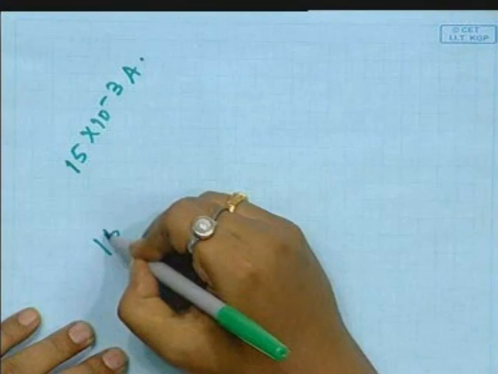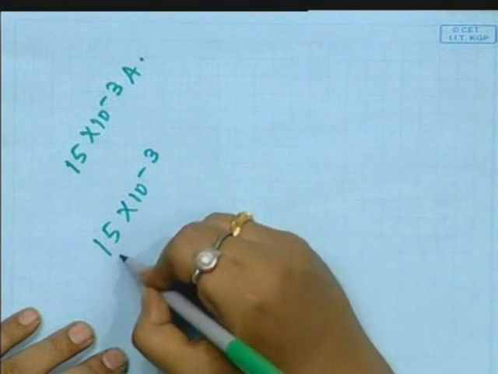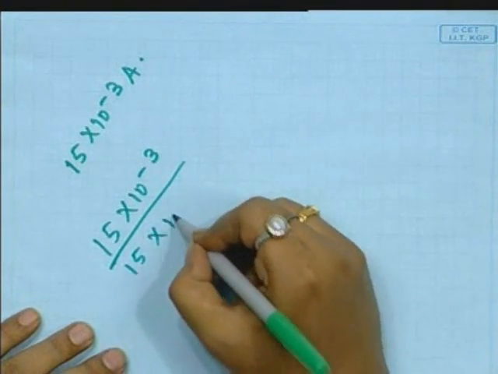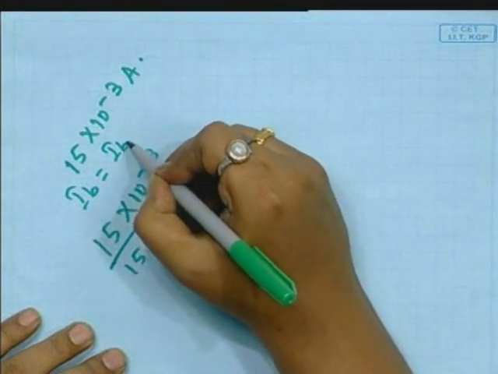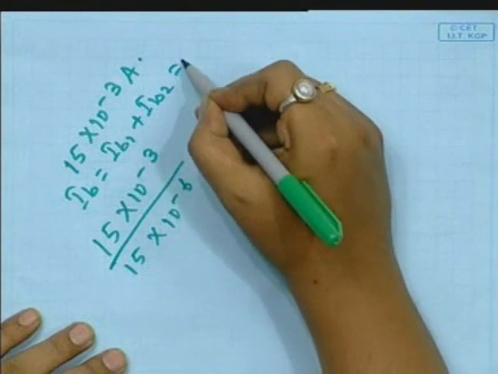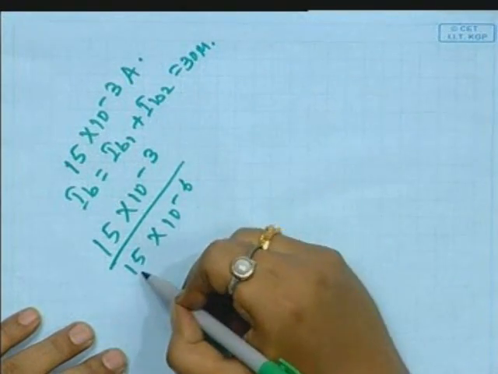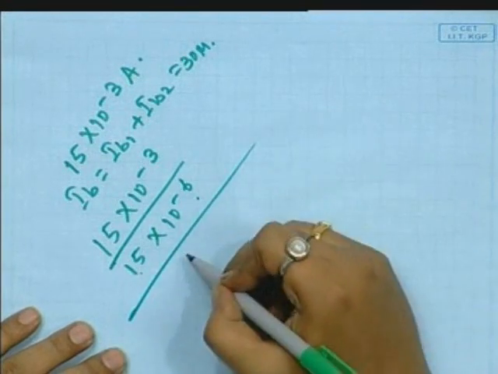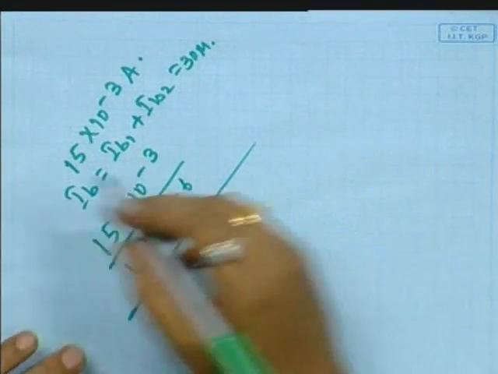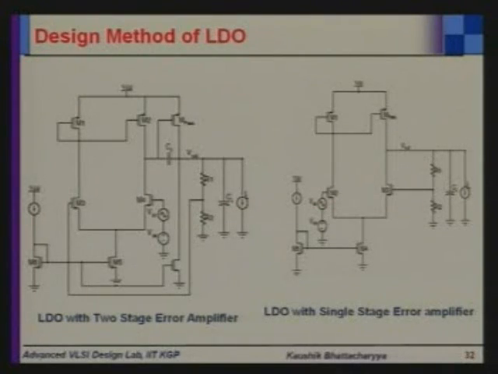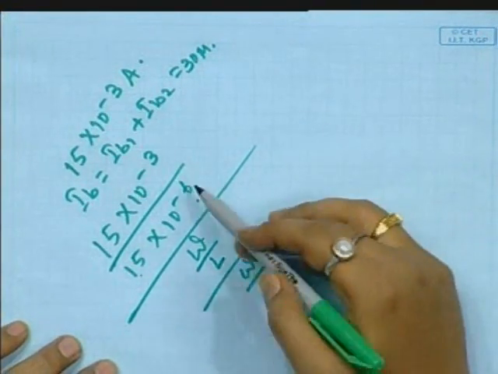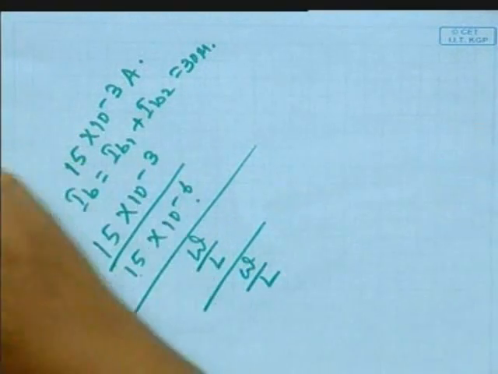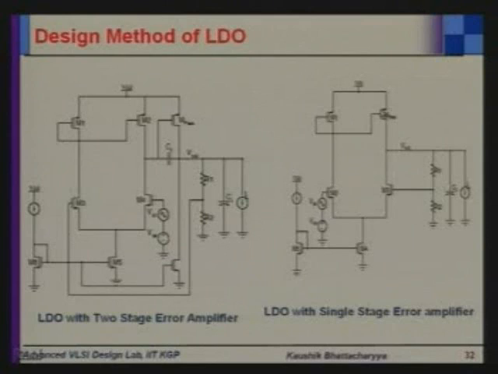So your equation will be like that: 15 into 10 to the minus 3 by 15 into 10 to the minus 6. Your bias current IB equal to, suppose, IB1 plus IB2 equal to 30 micro. So IB1 I have taken 15, divided by W by L of this device, divided by W by L of that device. Through that ratio you can calculate the value of the size of the pass device.